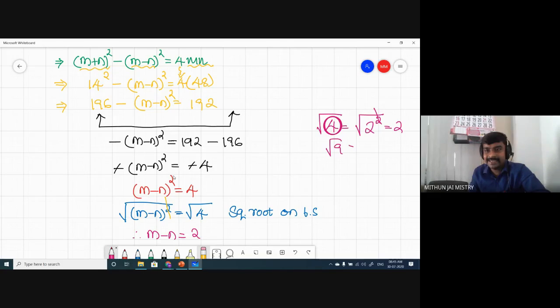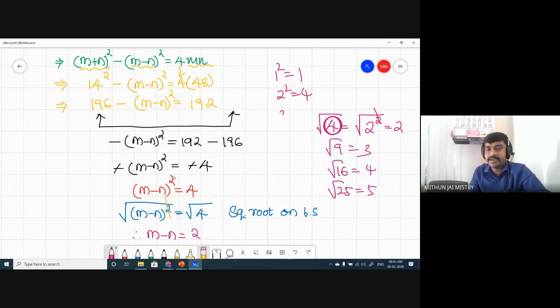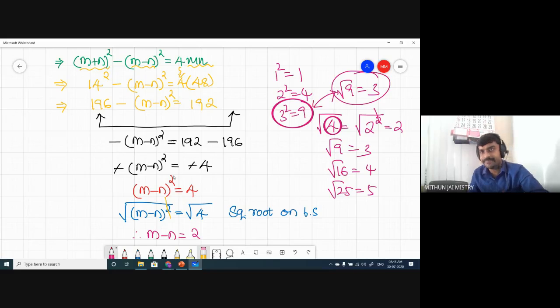The square root of 4 is 2. The square root of 9 is 3. The square root of 16 is 4. The square root of 25 is 5. It is the same as 1 square is 1, 2 square is 4, 3 square is 9. So if 3 square is 9, then the square root of 9 is 3. The reverse works here. Understood? Please remember that.